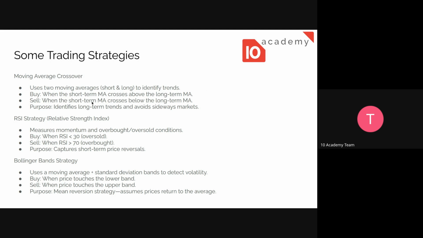it will buy or sell based on the two moving averages, one shorter, the other longer, and it will sell when the shorter moving average crosses above the long term one, that is a buying signal. So it will buy some stocks.